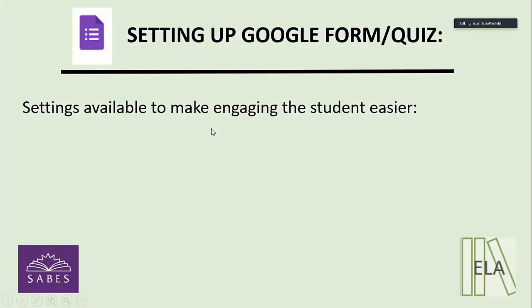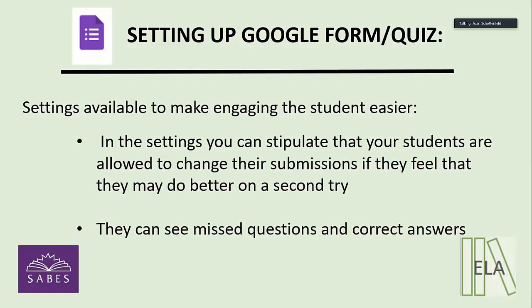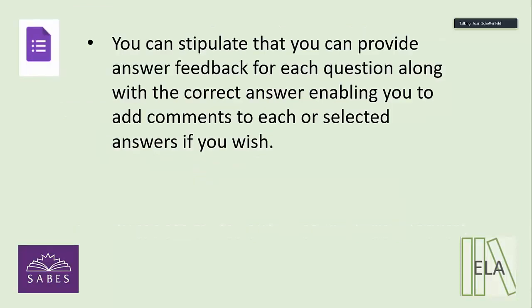When you set up the Google form as a quiz or just as a form, there are settings available to make engaging the student easier. In the settings, you can stipulate that your students are allowed to change their submissions if they feel that they may do better on a second try. They can see missed questions and correct answers. You can also stipulate that you can provide answer feedback for each question along with the correct answer, enabling you to add comments to each or selected answers if you wish.